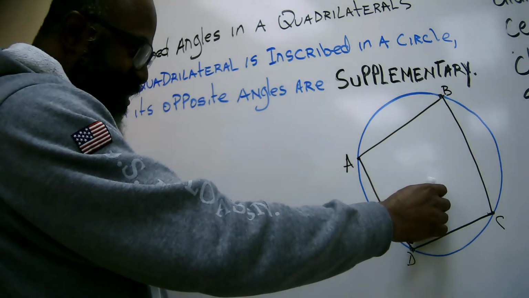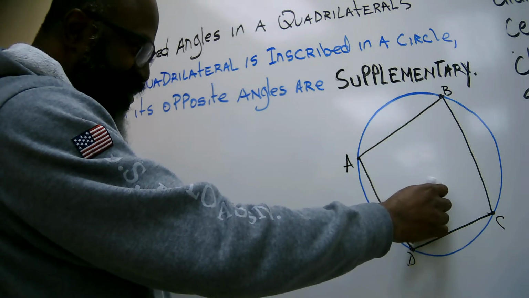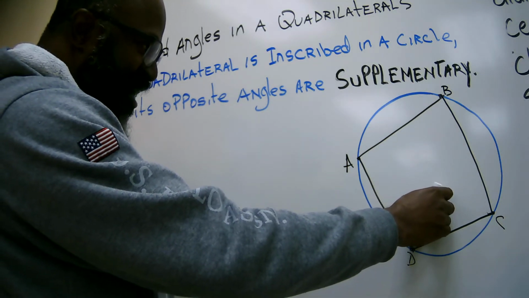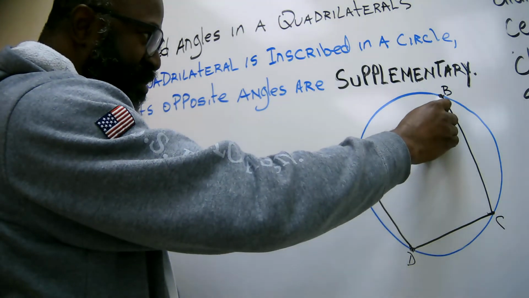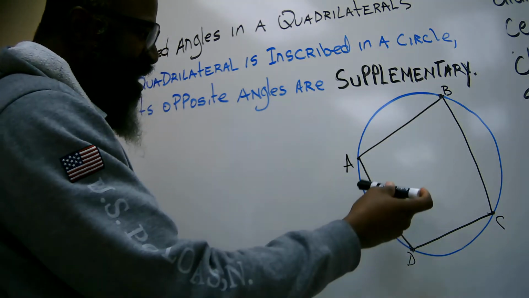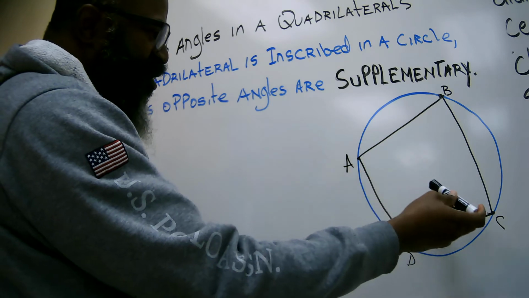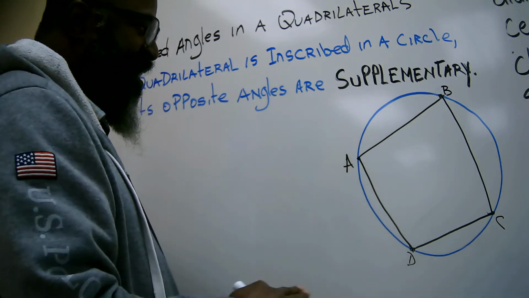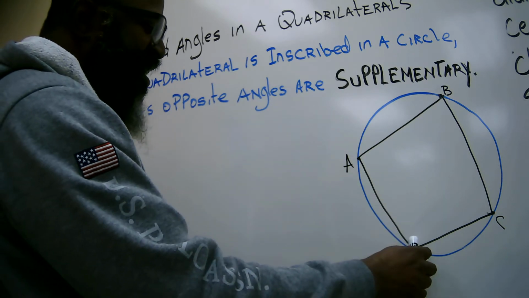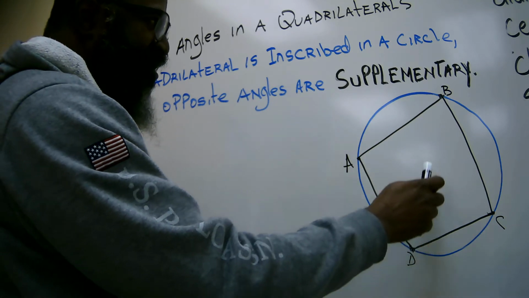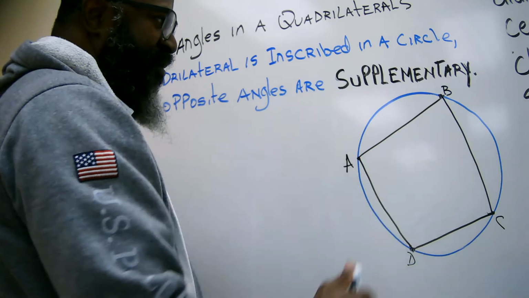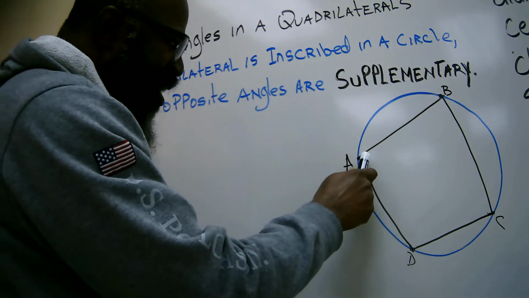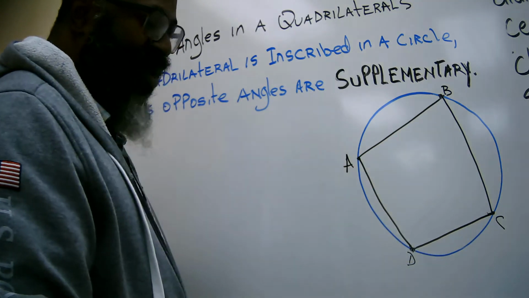The only way that can be true is if the measure of angle D plus the measure of angle B must be equal to 180. The measure of angle C plus the measure of angle A must be equal to 180. This is what the theorem is telling you: the sum of angle D plus angle B will add up to 180, and angle A plus angle C will add up to 180.